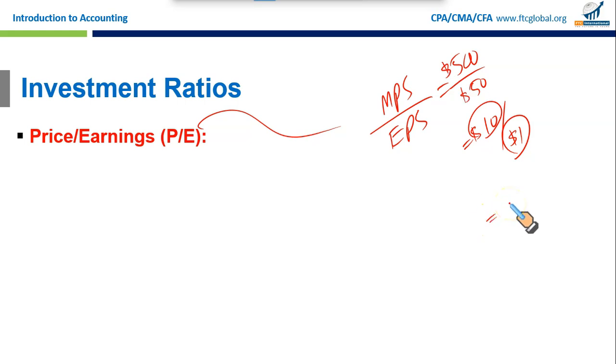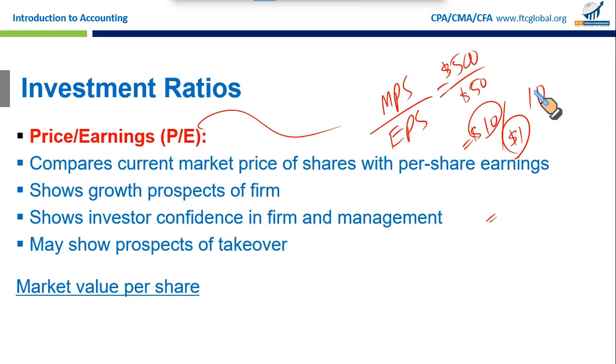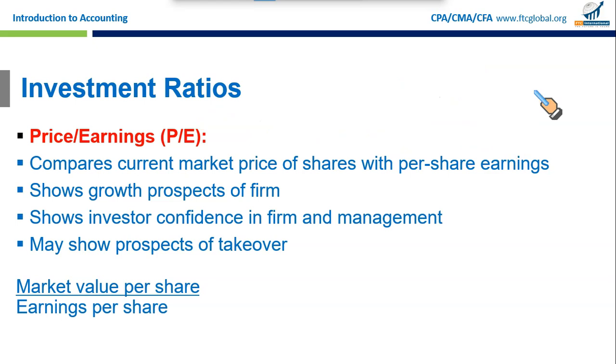Why would an investor do that? Because the investor is confident that the firm will do well. A high price earnings multiple like this 10 shows the company has growth prospects. So the company may perform well in the future. So a high price earnings ratio means a good thing for the investor.